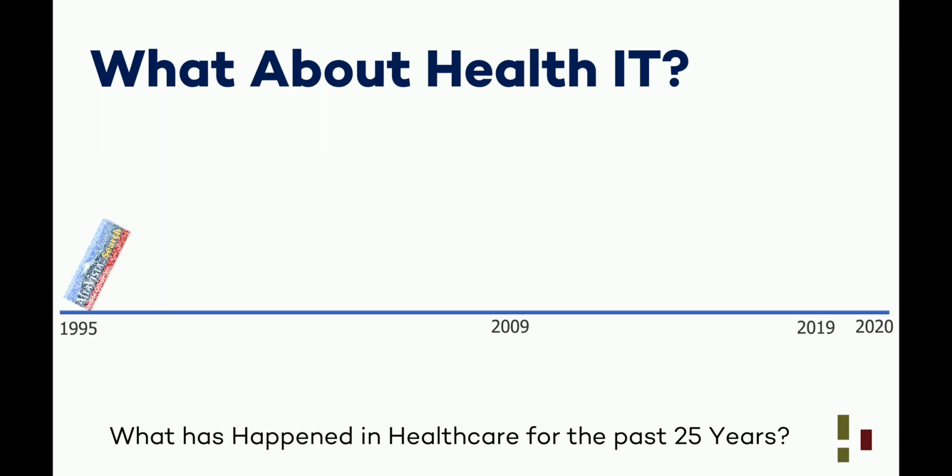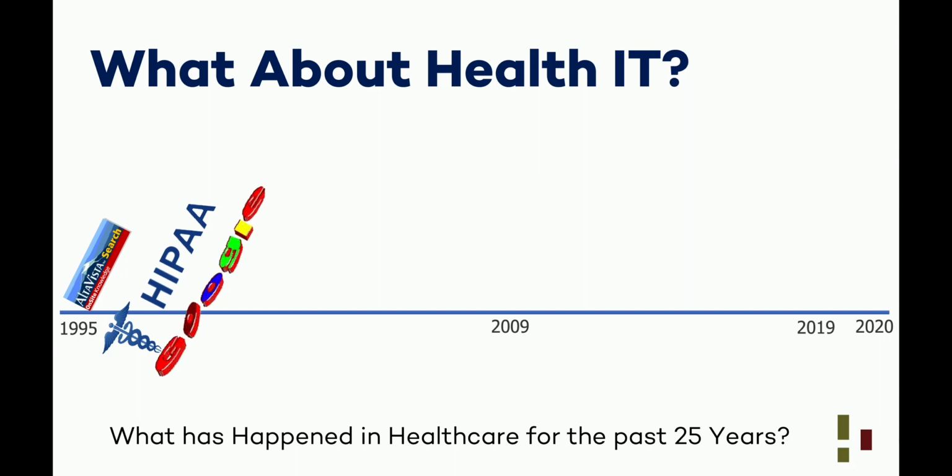Alta Vista was created in 1995. HIPAA came out in 1996, and that mandated, amongst many things, that consumers, patients, would have the rights to electronic access to their medical records, as well as privacy, of course. Two years after HIPAA, Google was founded, and modern search really became popular. And modern search really became part of the everyday experience of everyone who used the web.